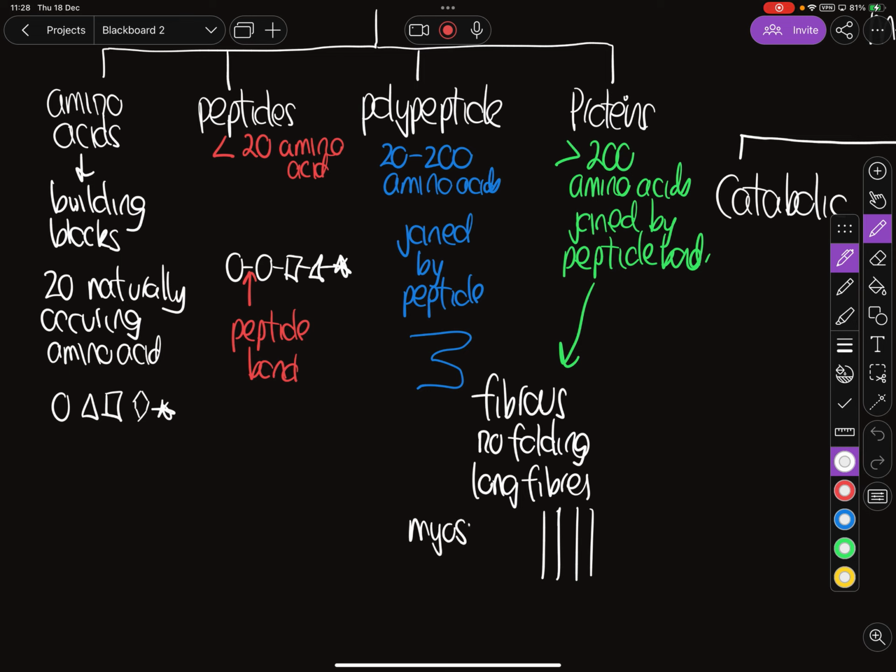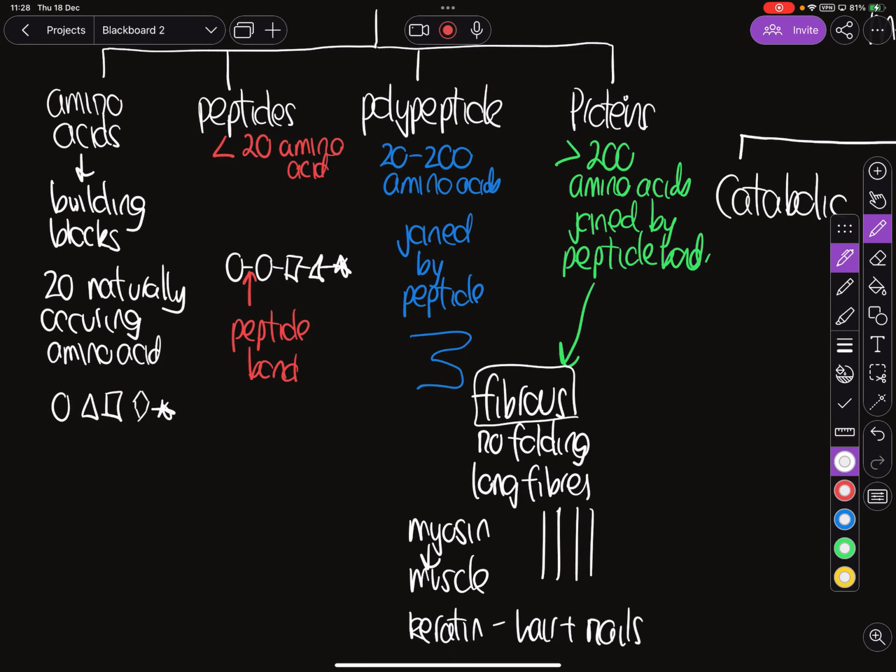So your muscle, if you're a meat eater, is a thing called myosin. And in our hair and our nails, it is called keratin. So you can see your hair is just long fibers. But technically it's the same stuff that makes your hair as makes your nails, and these are called fibrous proteins.